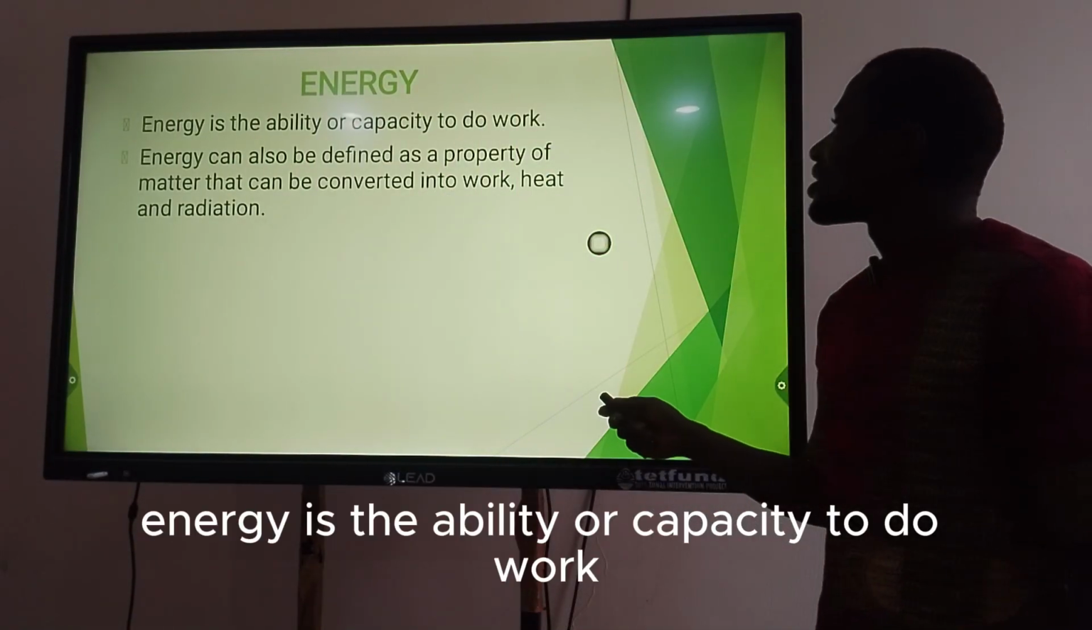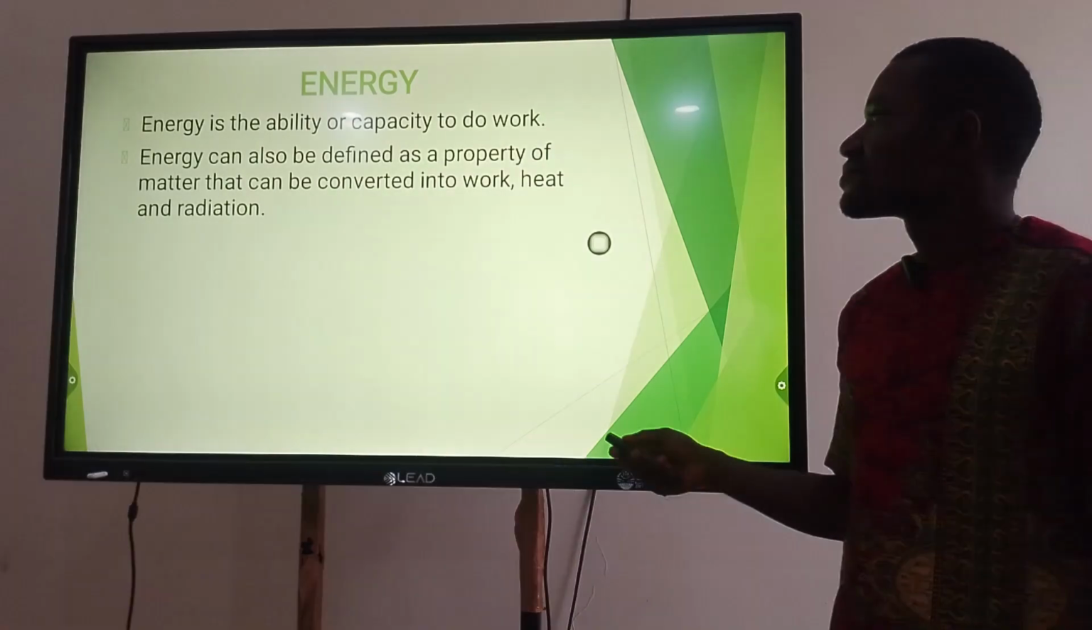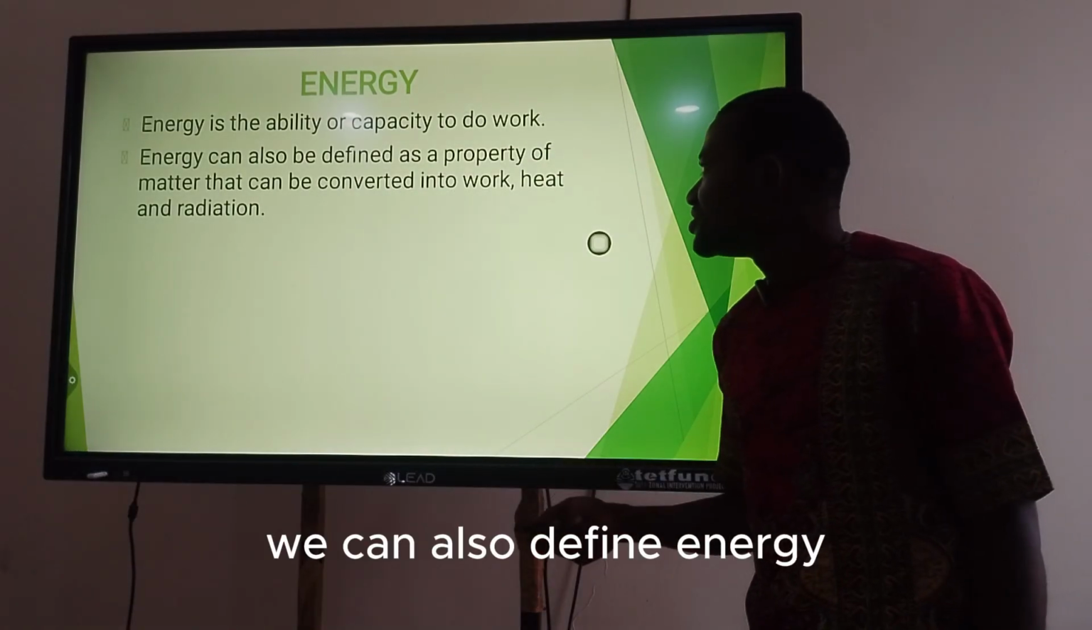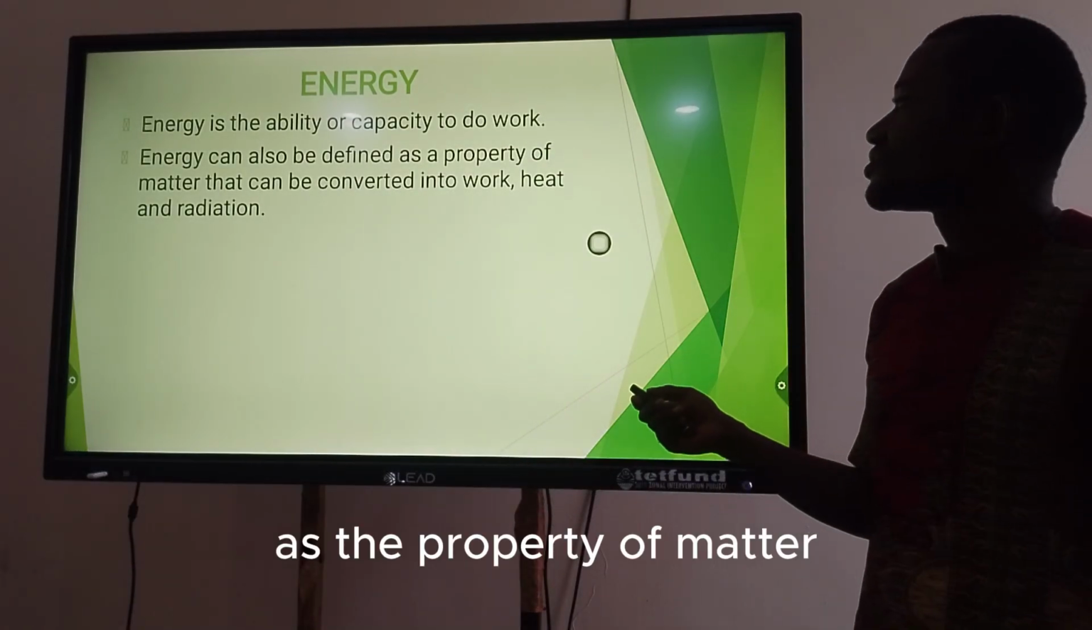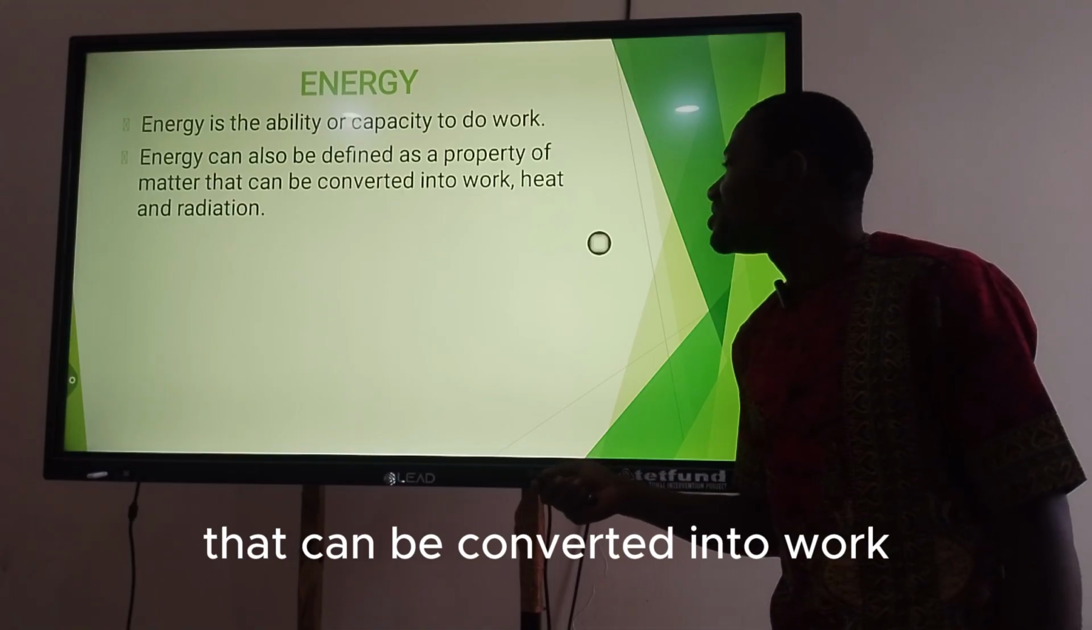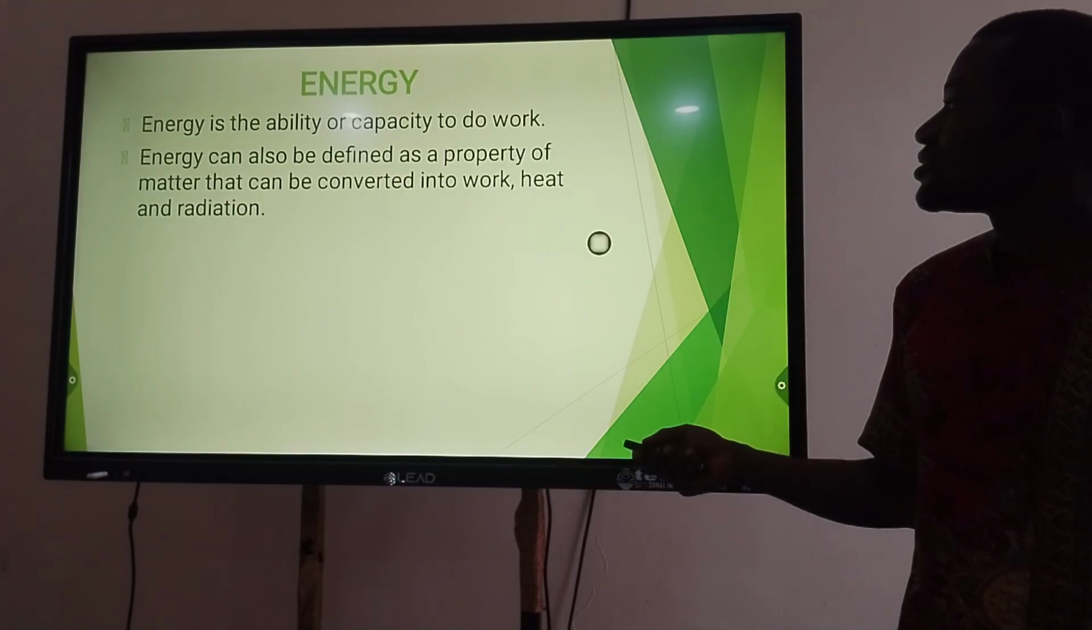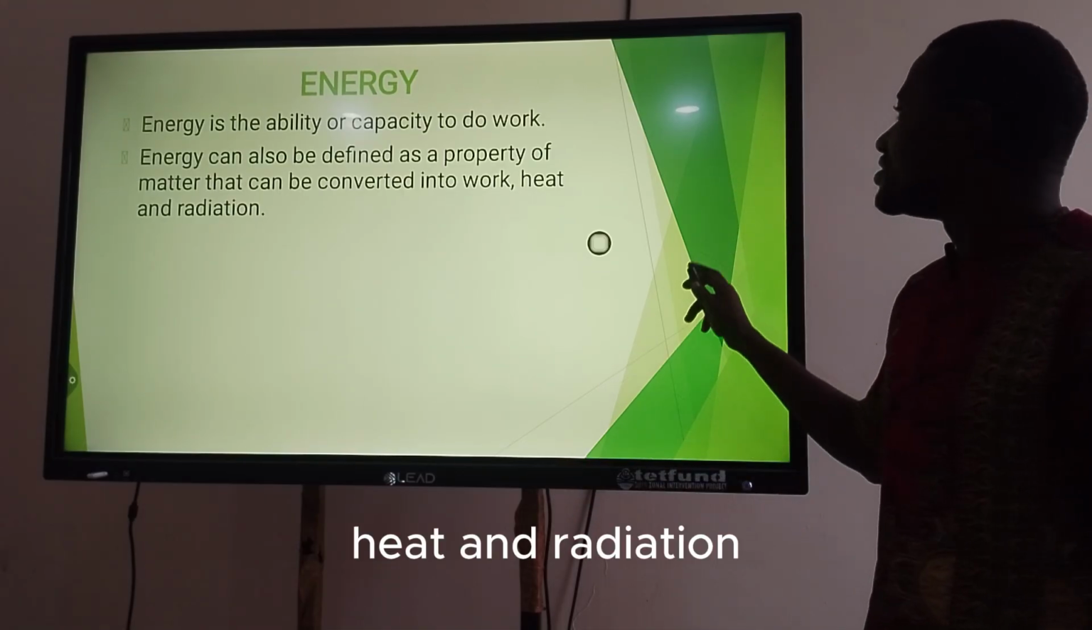Energy is the ability or capacity to do work. We can also define energy as the property of matter that can be converted into work, heat, and radiation.